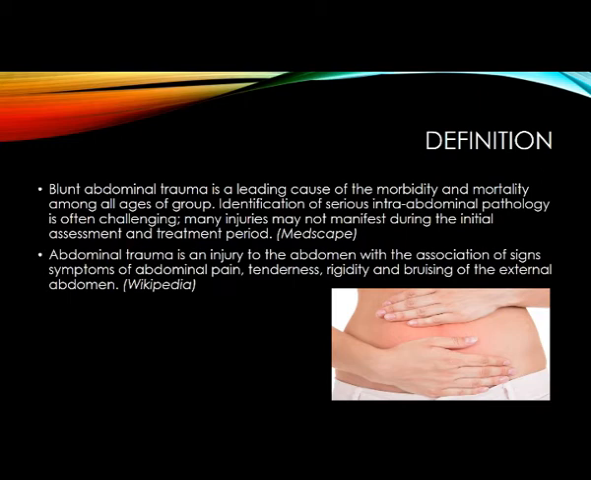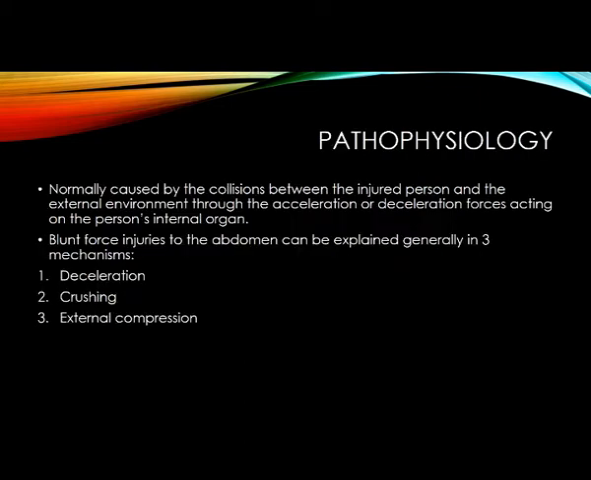According to Wikipedia, abdominal trauma is an injury to the abdomen with the association of signs and symptoms of abdominal pain, tenderness, rigidity, and external bruising. So this is the brief pathology. Okay, this is the pathophysiology of blunt abdominal trauma.